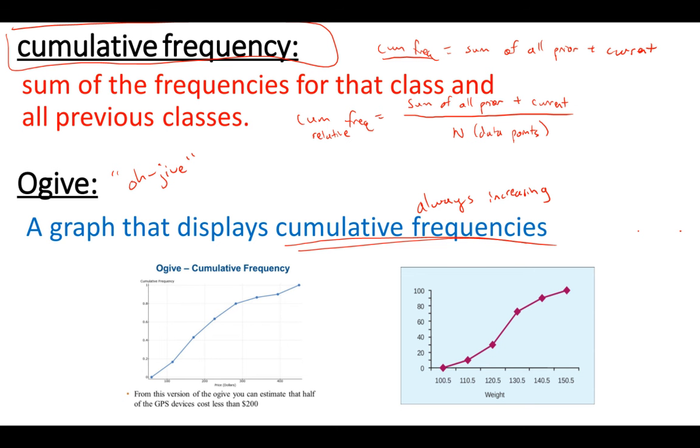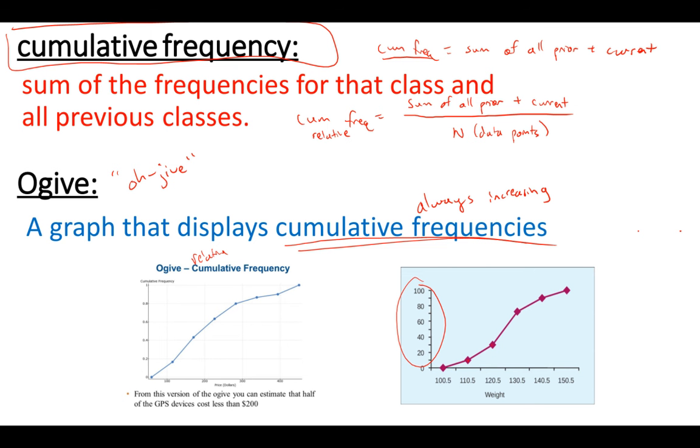So you can see this one, the first one is actually a relative because on the side here it has the decimals, 0.1, 0.2, all up to 1. So at the end we end at 1 because that's the cumulative relative frequency. This one isn't necessarily relative. You can see just the numbers here. So at the first one we might have had 0, and then after the second one we had maybe 10.